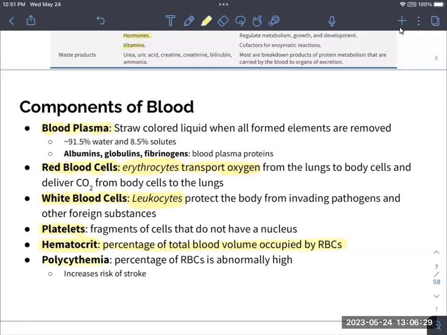And polycythemia, someone who has polycythemia has too many red blood cells. The more red blood cells you have, the increased chance of having a stroke. We'll look at how that works in this chapter as well.